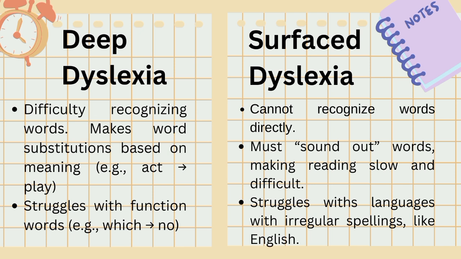Deep dyslexia. This type is characterized by semantic errors where individuals substitute words with semantically related ones. For example, they may read act as play or heal as medicine. This suggests that individuals with deep dyslexia can access the correct lexical neighborhood, a group of words with similar meanings, but struggle to retrieve the specific target word.